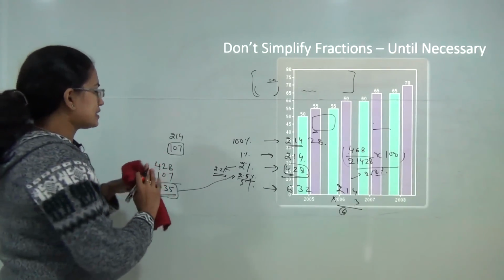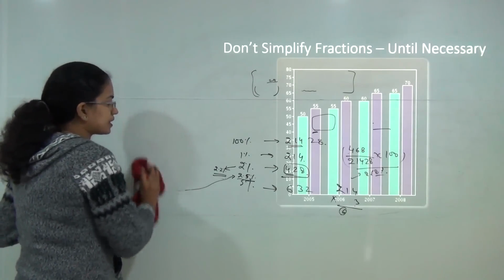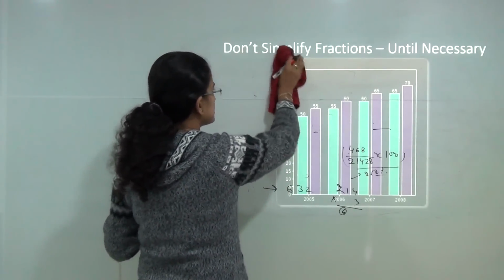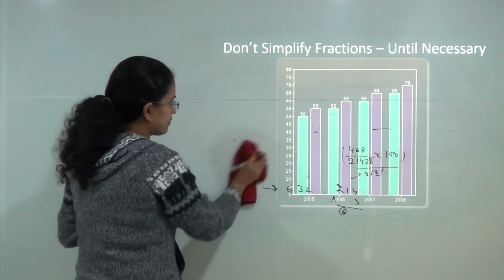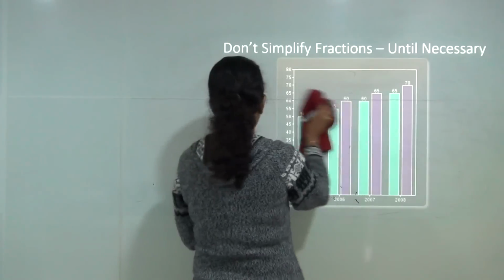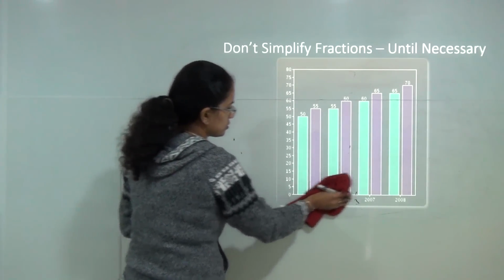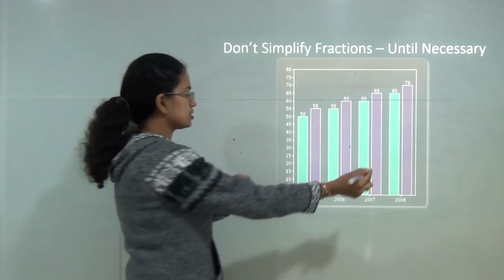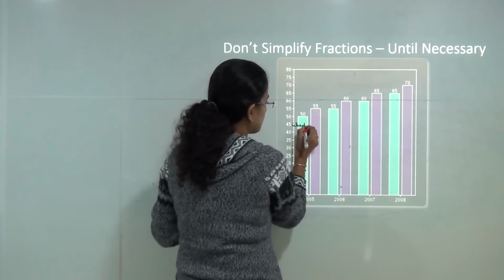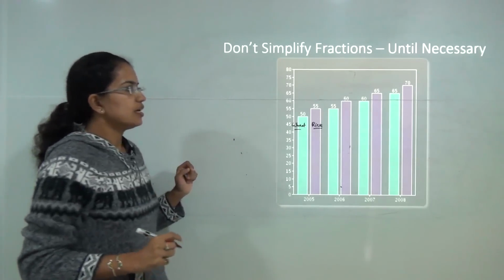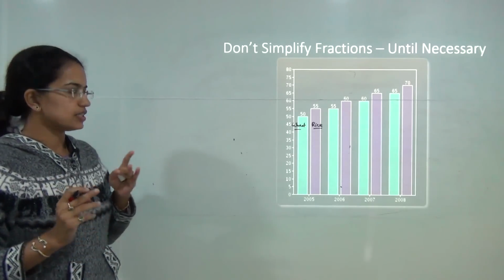Now, when it comes to fractions, I usually recommend don't solve the fractions, keep the fractions as they are until necessary. So if the answer is given only in decimals, then definitely go ahead and solve the fractions. Otherwise, there is no need to solve the fractions. Now let's say the blue bar denotes the wheat production and the pink bar denotes the rice production. Now in which year was the wheat production highest?